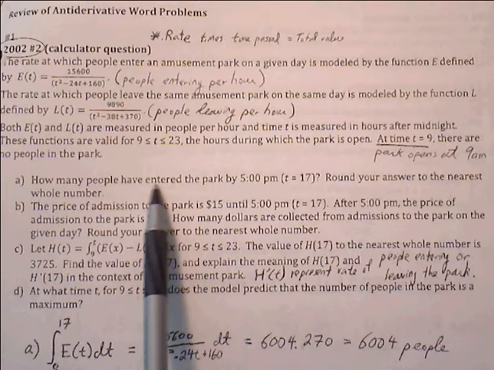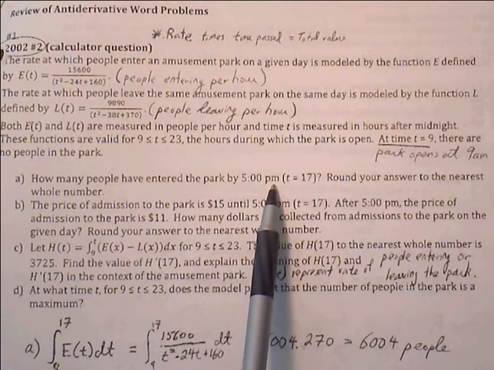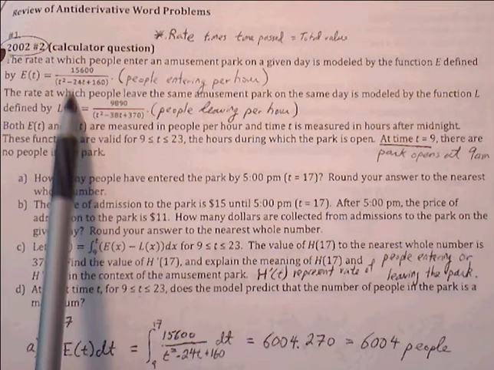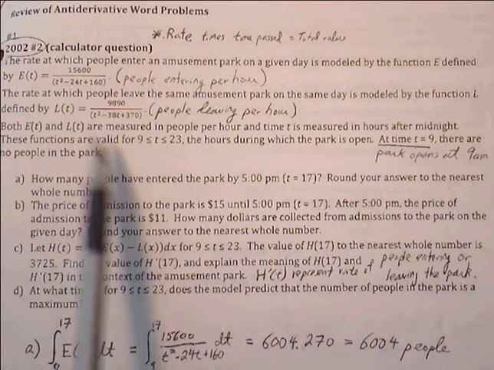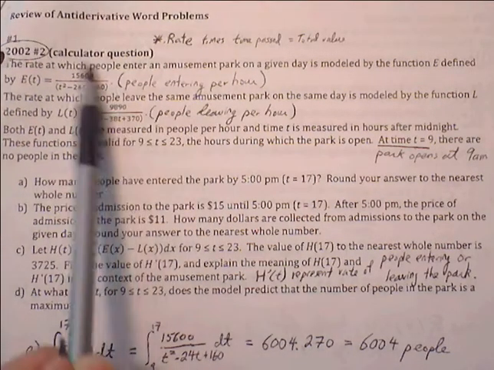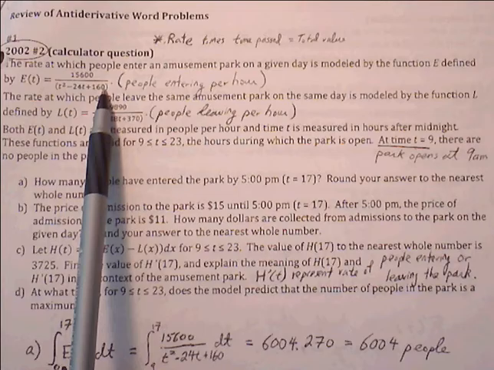So part A, how many people have entered the park by 5 o'clock? So people entering the park, we know this is going to be related to E of t, okay? But it's not as simple as plugging 17 into E of t, because E of t represents the rate at which people are entering into the park.